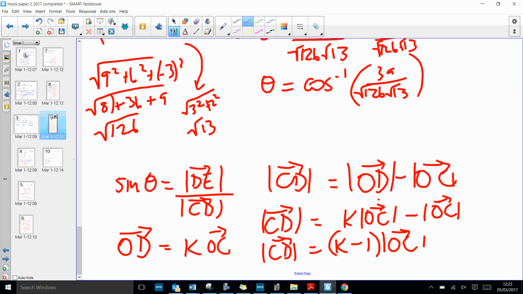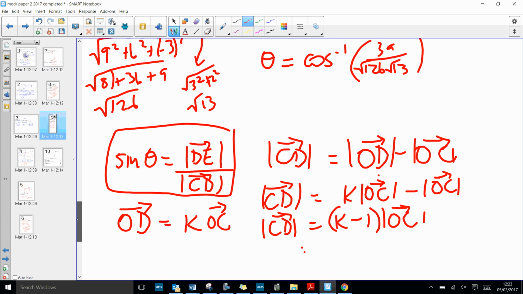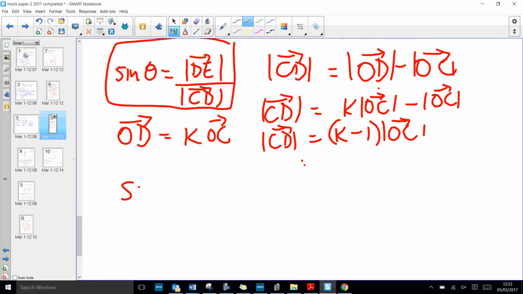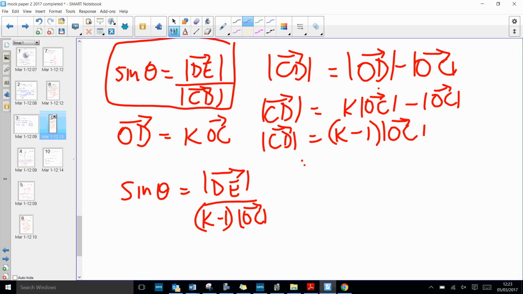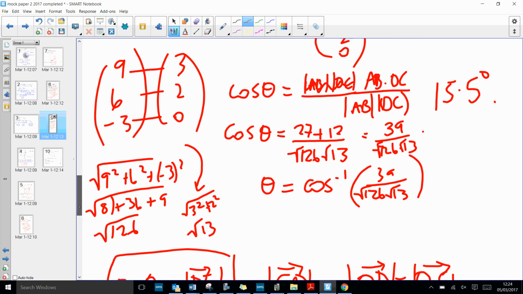Right, so let's go back to this expression here. So sine theta is DE divided by K minus 1 OC, and just rearranging that gives us DE is K minus 1 OC times sine theta, which I believe is what they asked us to show.